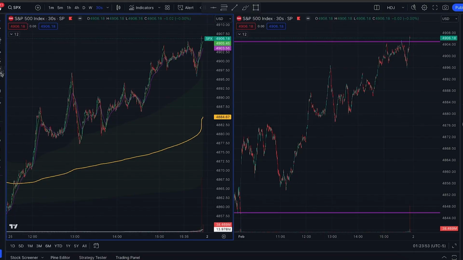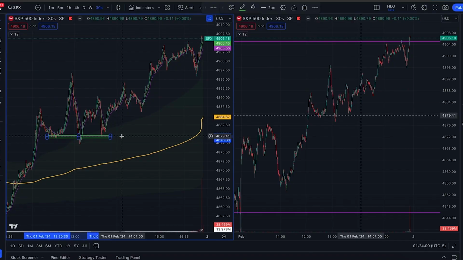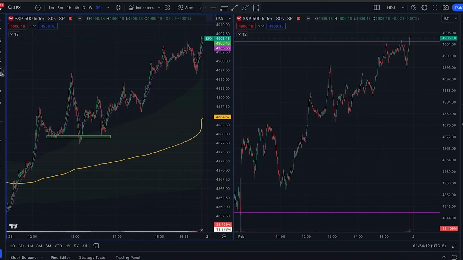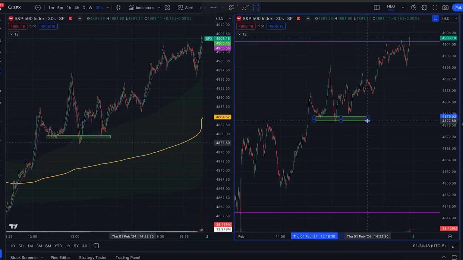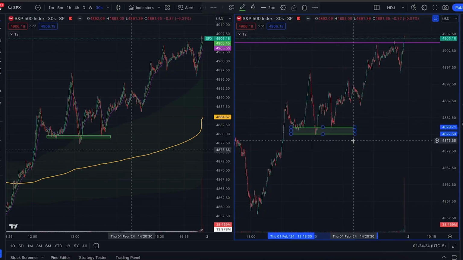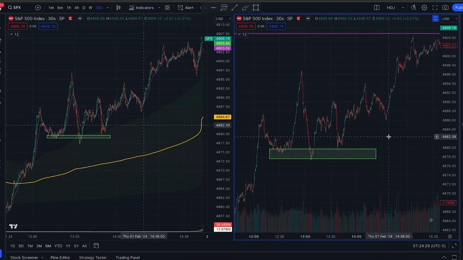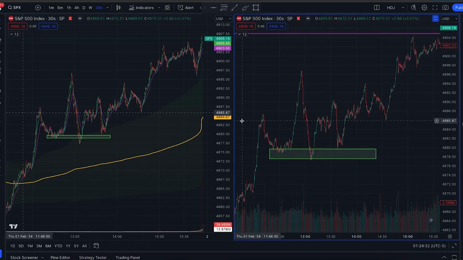What I like to do is I'll take a box or a line, and we see we had some support briefly right here, and then we pushed to the upside. It came back down, but then right here, we'll take our box tool and do that on our 30-second chart. We'll do the same thing over here on the 1-minute chart. Push that up just a little bit. We can zoom in. So that's what I mean when I say confluence. More than one thing lines up.